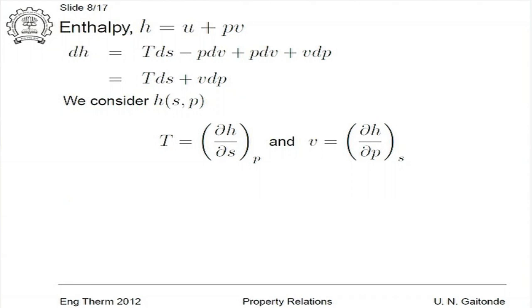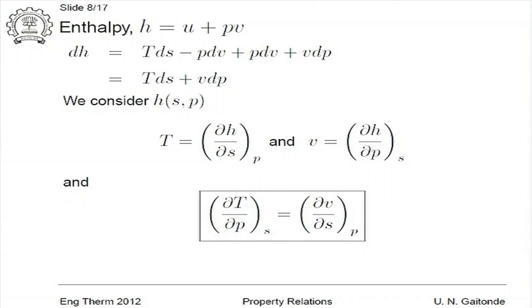Look at the funny relations that we have. And the cross derivative relation gives us partial of temperature with pressure at constant entropy and partial of volume with respect to entropy at constant pressure. Note this expression in the box.